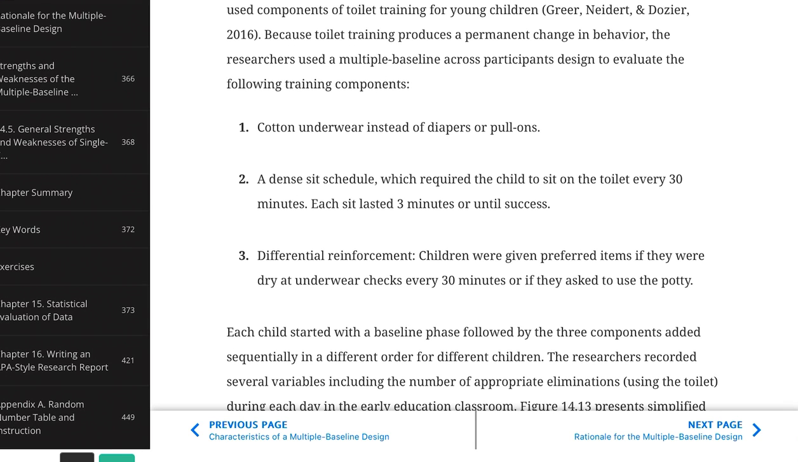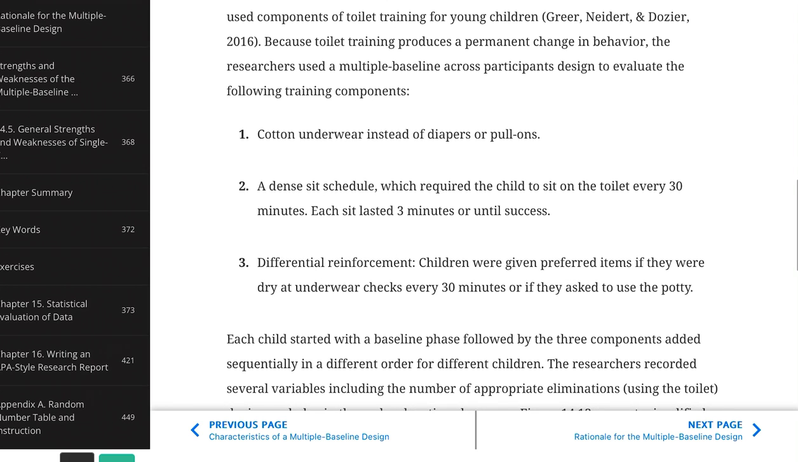They had 3 different components to toilet training treatment, toilet training, whatever you want to call it. And so there was wearing the cotton underwear. There was a dense sit schedule, you can see here. And then there was differential reinforcement, where they were given something as a reward when they were dry at their check. And so those are the 3 components of the toilet training that they are trying to analyze.